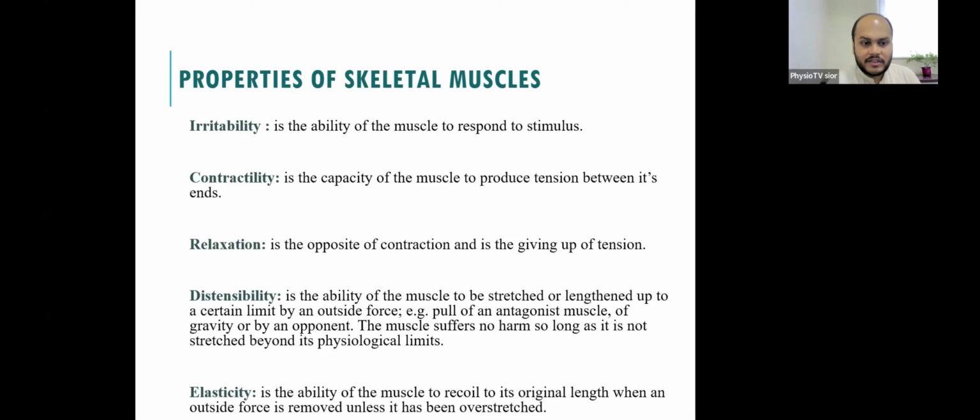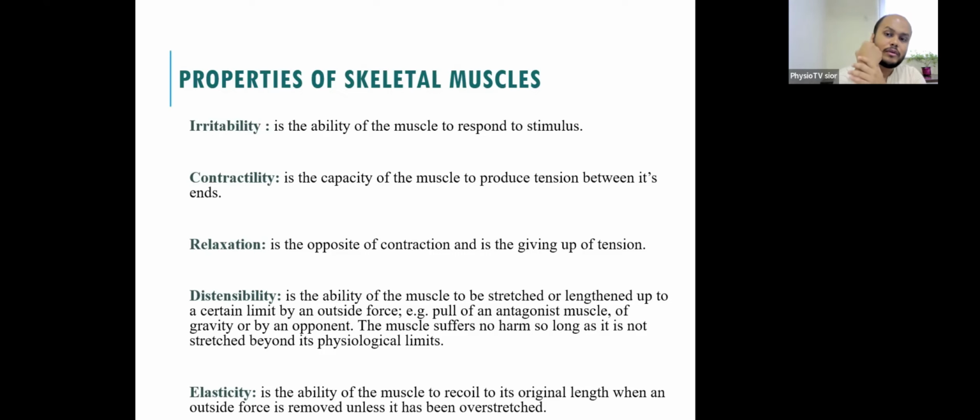Moving on, the next property is the property of distensibility. Distensibility is the ability of the muscle to be stretched or lengthened up to a certain limit by an outside force. What do I mean by this? Say, suppose I decide to bend my arm. I'll be using the word bending because, since it's a class of basic biomechanics, we'll use simpler terminologies for now.